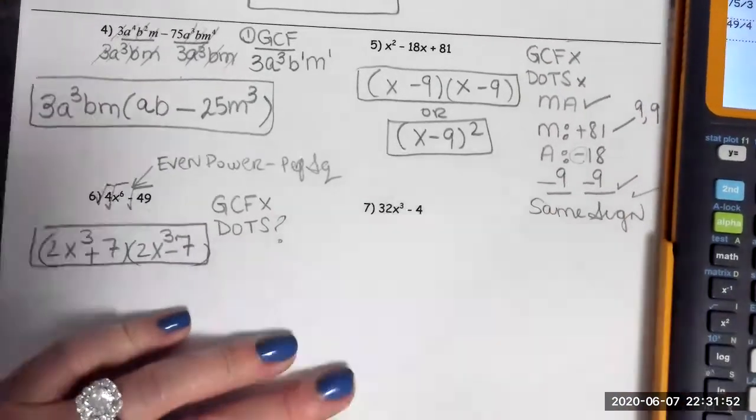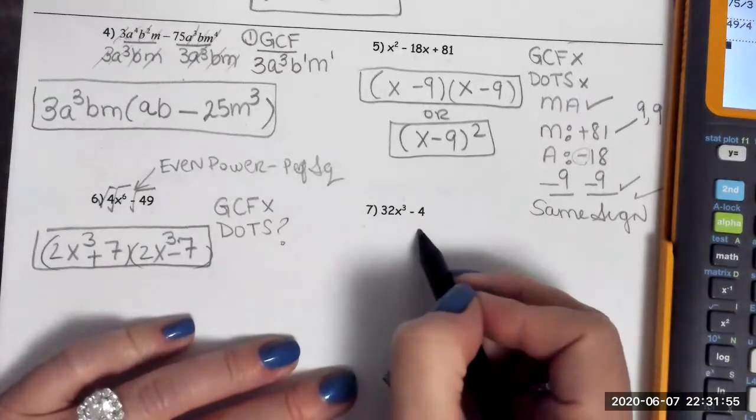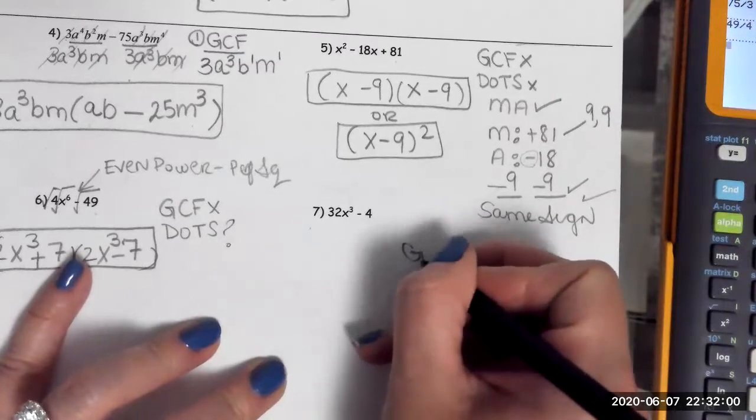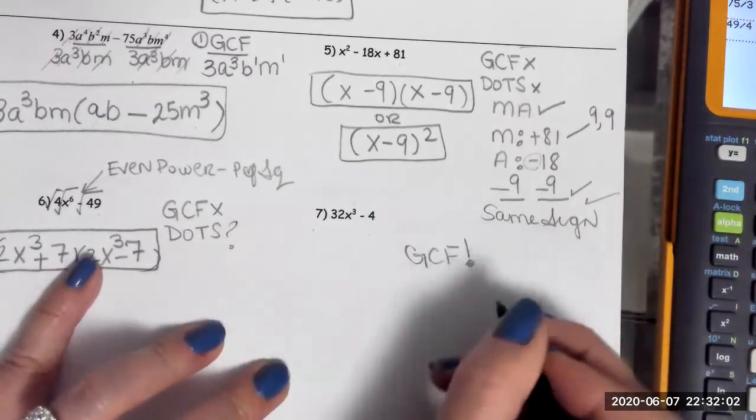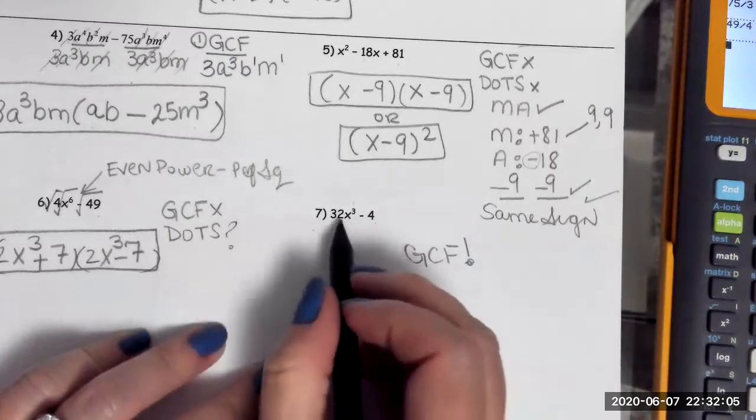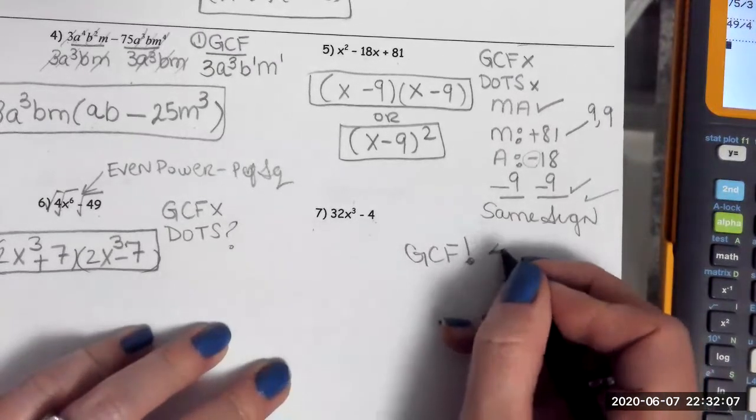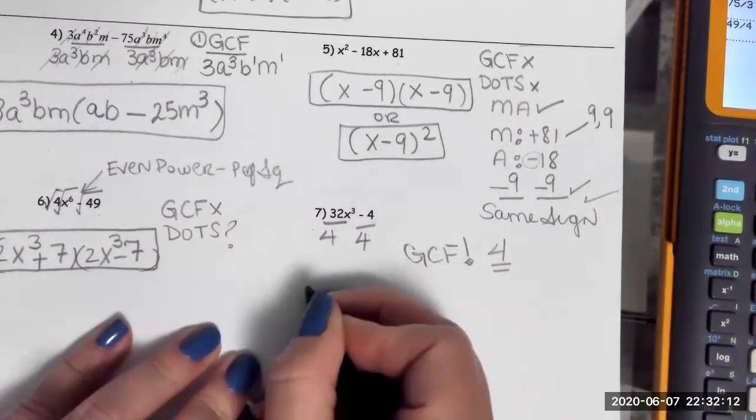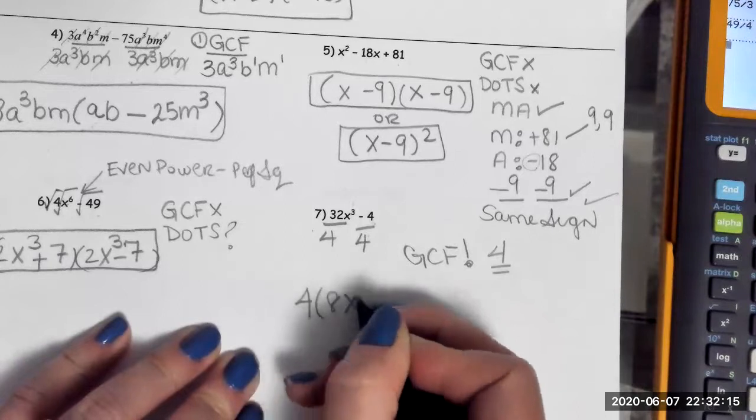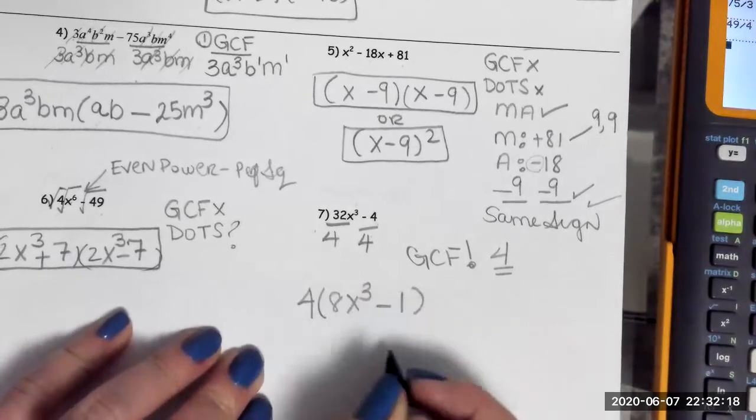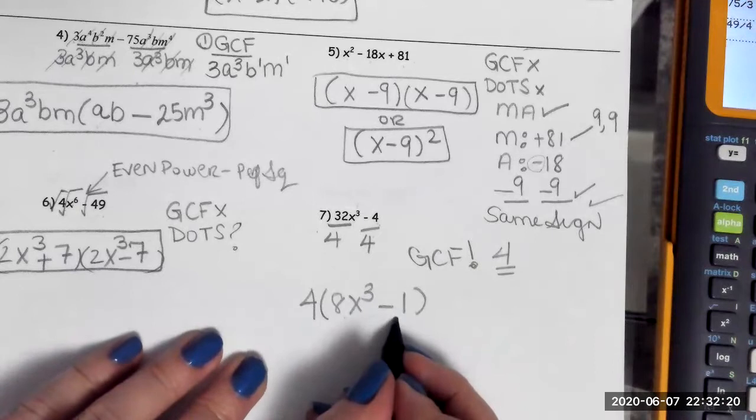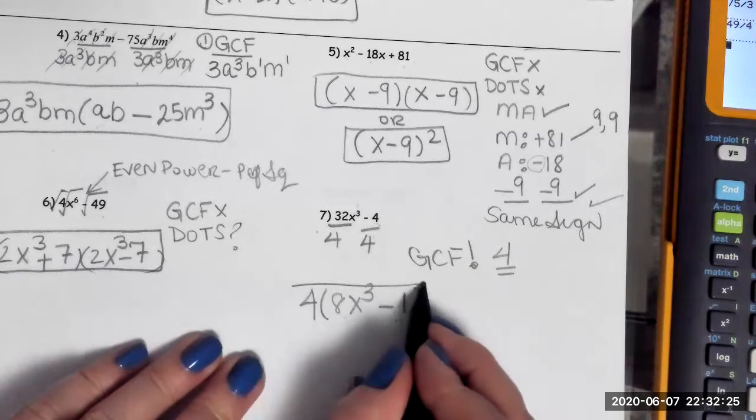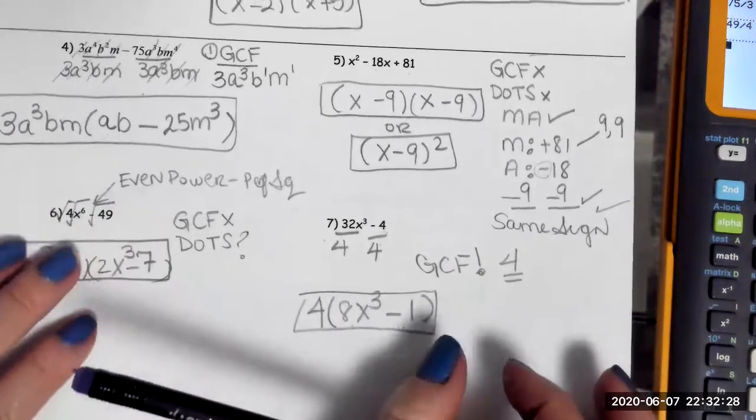And the last one, what do we see that we can do here? It kind of looks like a difference of squares to me, but I know better than that. I always have to try GCF first. Is there something in common between 32 and 4? Oh yeah, 4. So 4 is going to get divided into both of these. And when we do that, we get 8x cubed minus 1. Do you see another GCF that you can do? I don't. And this is not a difference of squares because 8 is not a perfect square, and neither is x cubed. And that's that.